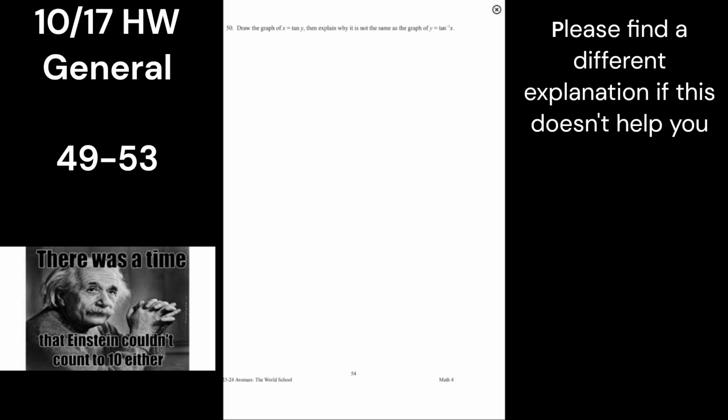But anyways, it's saying to draw the graph of x equals tan y. I'll do that real quick. Props to Desmos for helping me out here. It looks like this. And then explain why it's not the same as the graph of inverse tan of x. I'm going to explain this in a philosophical or logical sense, not really a mathematical approach.